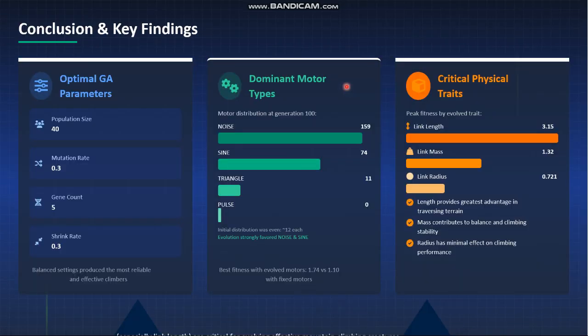So to conclude, the optimal genetic algorithm parameters are a population size of 40, mutation rate of 0.3, shrink rate of 0.3, and a gene count of 5, which produce the most effective climbers. In evolution, it favors noise and sine motor types, leading to better fitness than fixed motors. Among physical traits, link length had the greatest impact on climbing, followed by mass, while radius had the minimal effect.